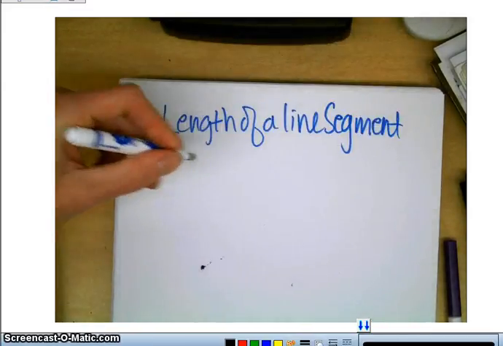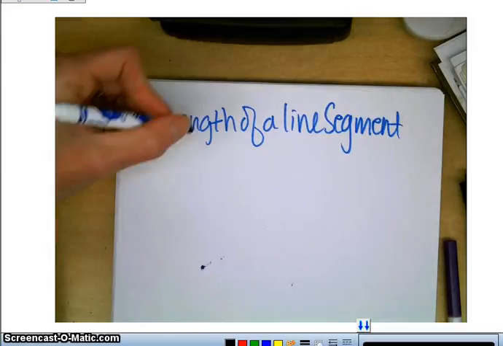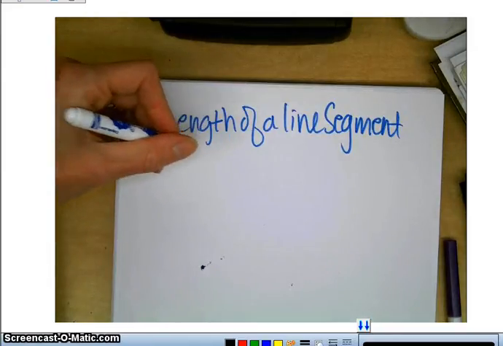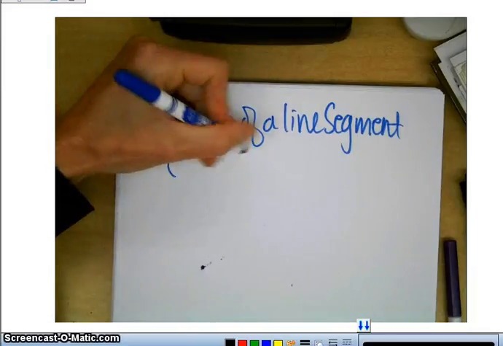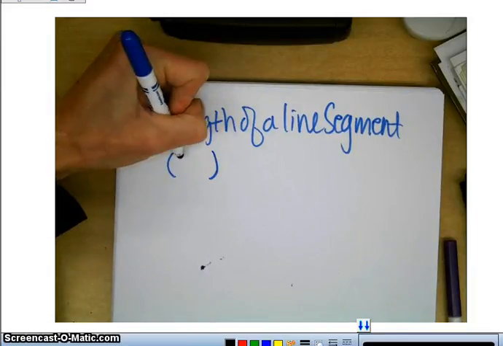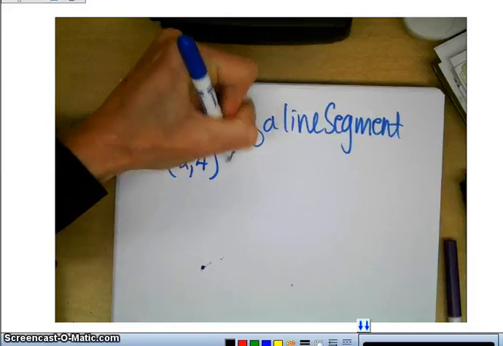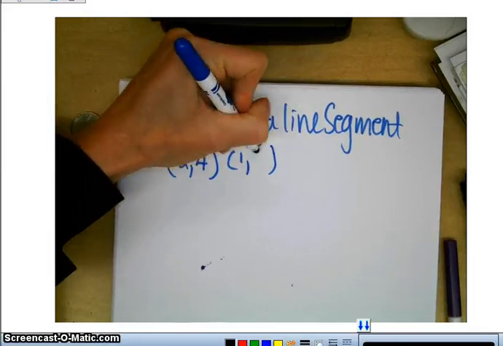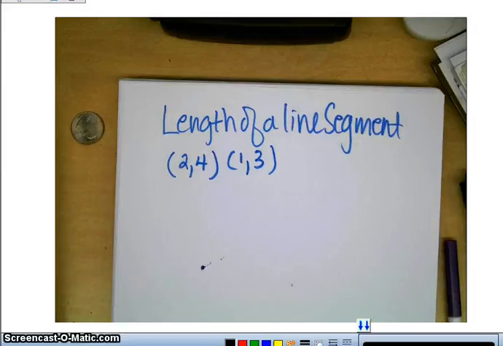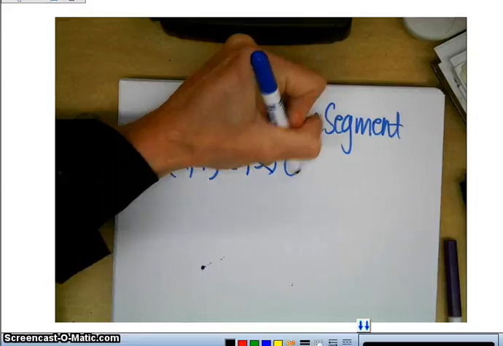So let's say I want to find the length of the line segment between, someone give me an ordered pair. 2, 4? Okay, someone give me another ordered pair. 1, 3? Okay, that's better. 1,000, 5 would have been a good one. Should we use that one? Okay, let's use that one. Yeah, I like that one.